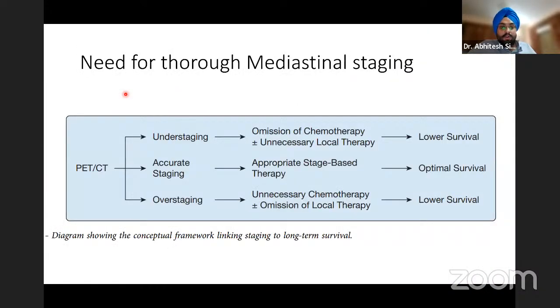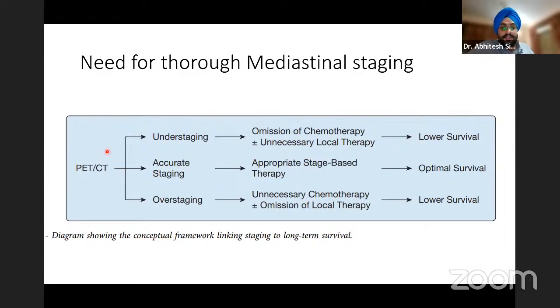So why do we need a thorough mediastinal staging? Usually in most places, we experience that based on the PET CT finding, most of the time we start the treatment. But PET CT is definitely going to understage or overstage the patient. If the patient is understaged, then we are omitting some local therapy. If the patient is understaged, we are giving unnecessary systemic therapy, whereas local therapy is omitted. So it may result in a lower survival.